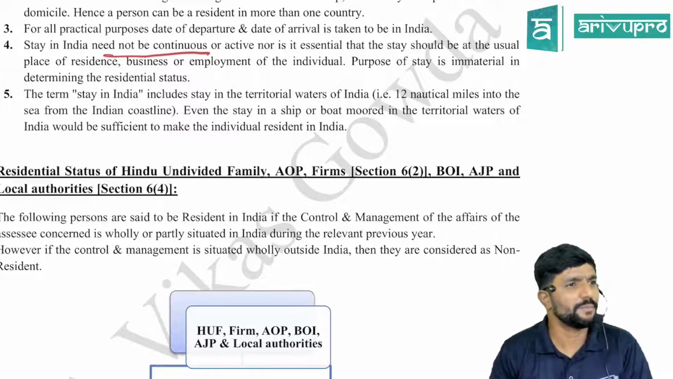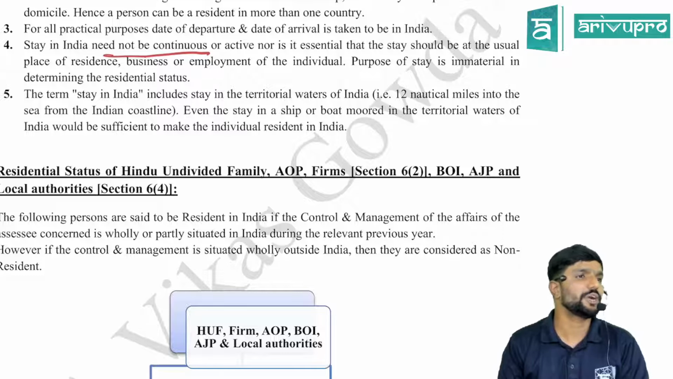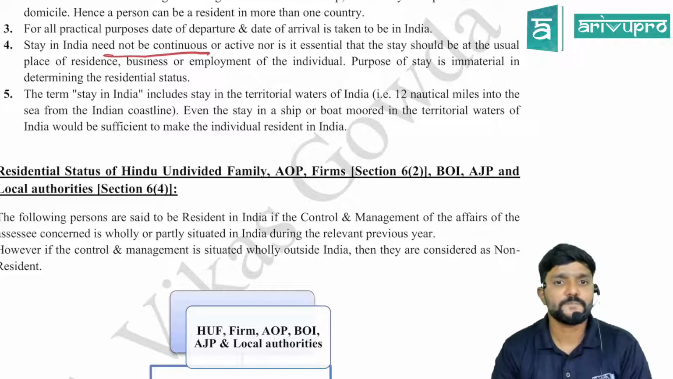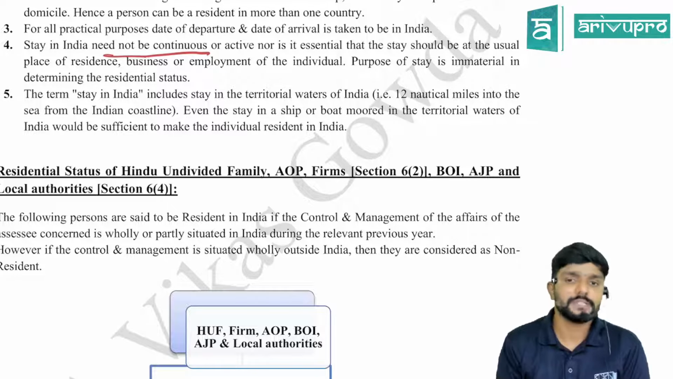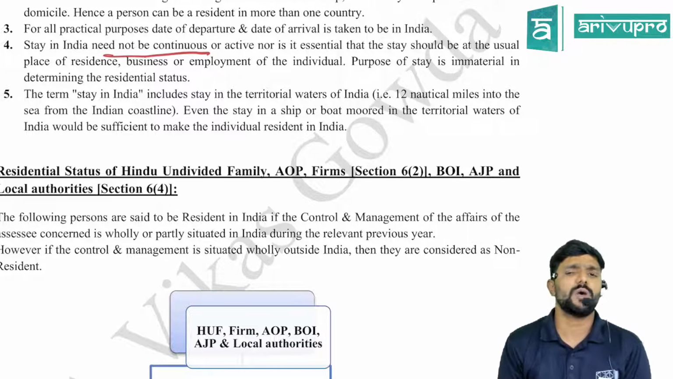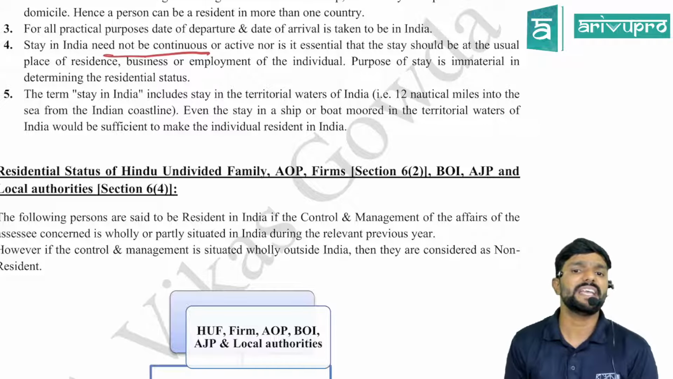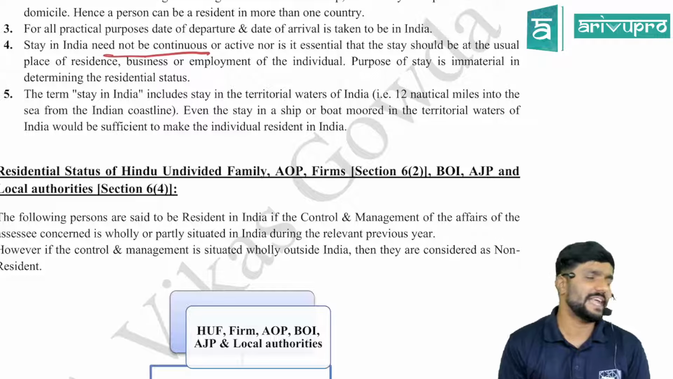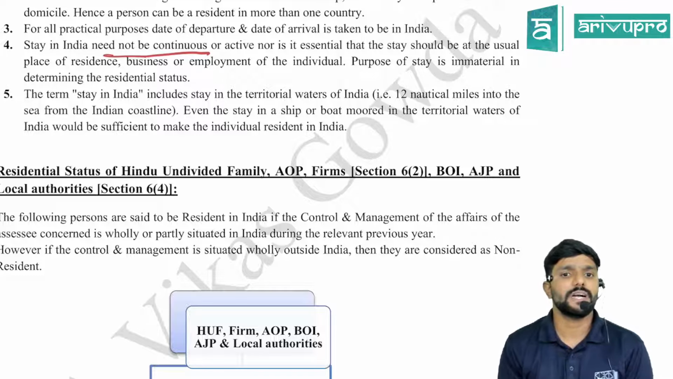Exclusive economic zone, you are telling, is up to 200. But here what they have covered is only territorial water. For residential purpose, what they have touched here is only territorial waters. The term stay in India includes stay in territorial waters of India. Territorial waters extend 12 nautical miles into the sea from the Indian coastline or baseline. Even the stay in a ship or boat moored in the territorial waters of India would be sufficient to make the individual resident in India.